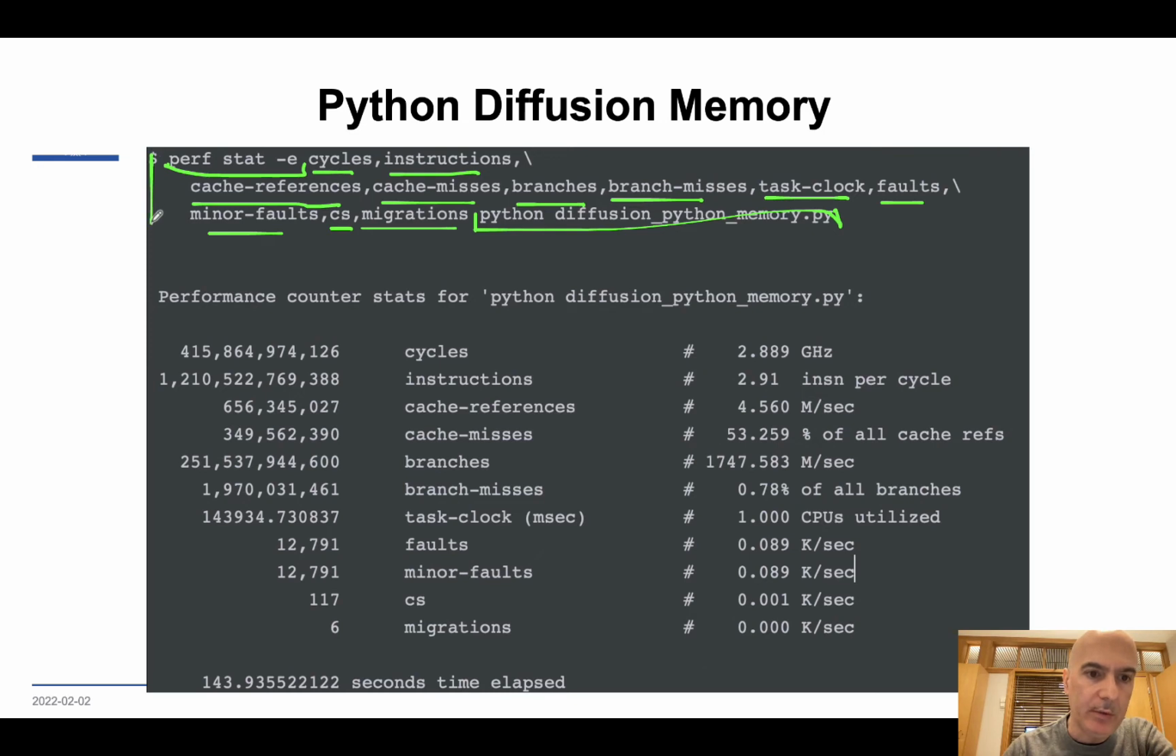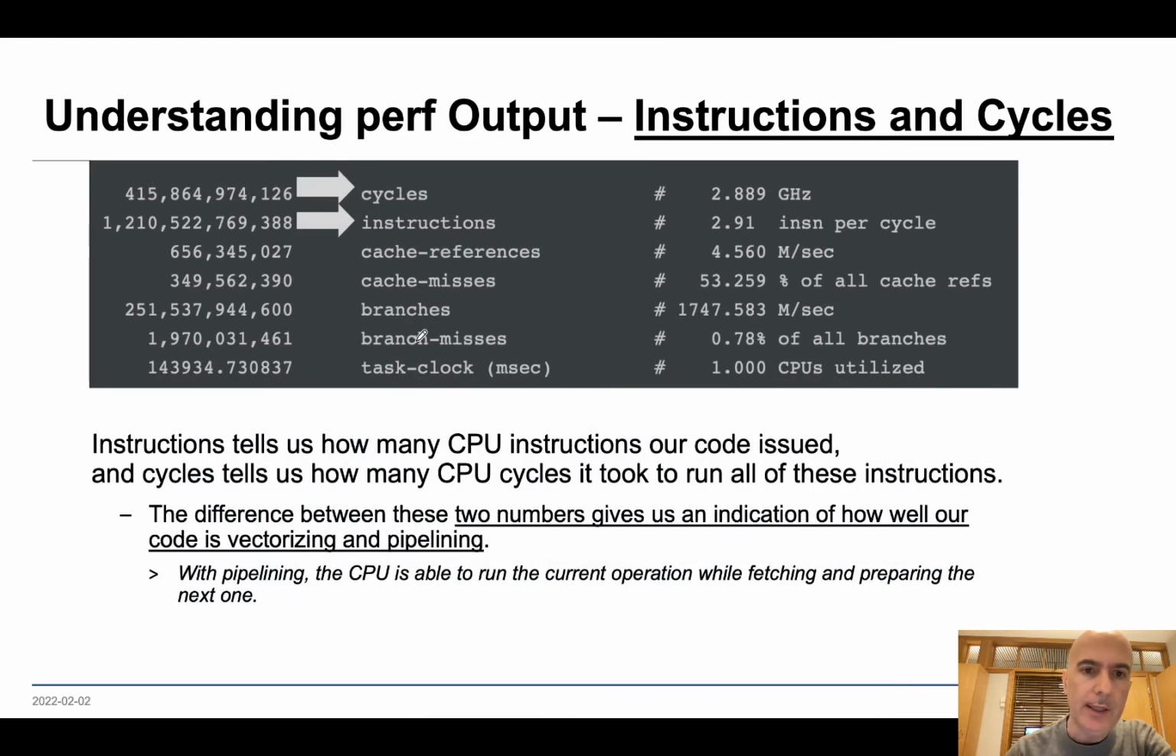Once we run this, that's what we get. We get this list. It tells us how much time it takes, and then it gives all the measurements of the hardware counters that we asked perf to profile.